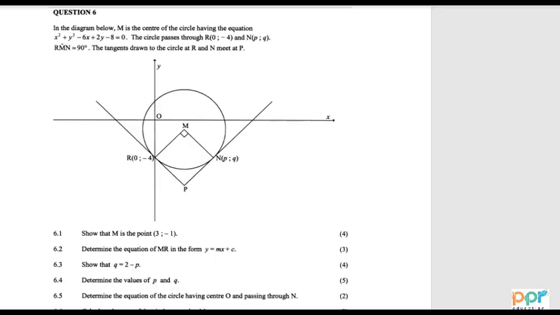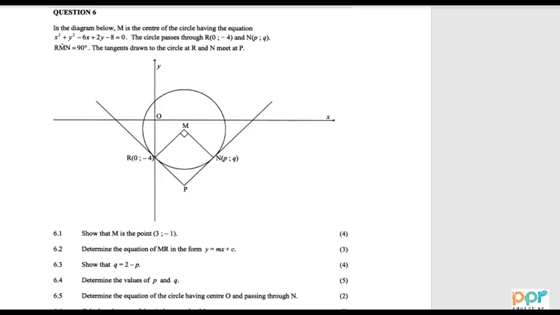Okay, let's begin with question 6. In the diagram below, M is the center of the circle having the equation x squared plus y squared minus 6x plus 2y minus 8 equals 0. The points are R and N, and N is the y-intercept of the circle.